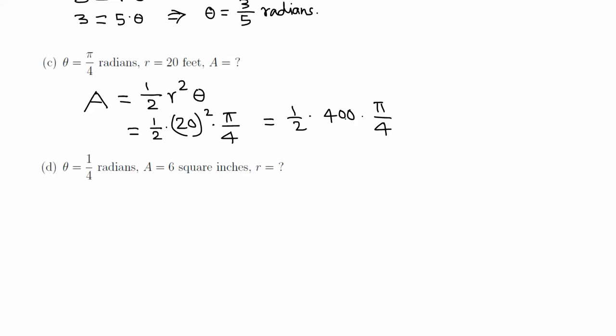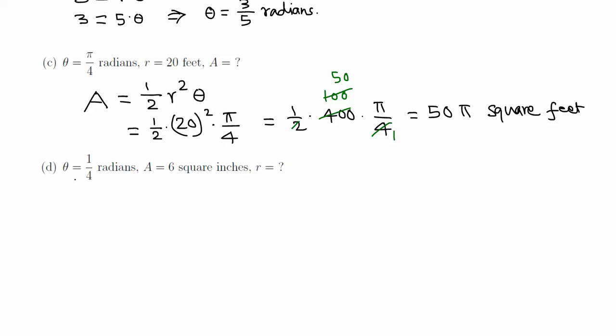This 400 is on the top, 2 and 4 are on the bottom. 4 goes into 400 one hundred times, times 2 goes 50 times, so we have 50 pi, and that's the answer. Now this is area, so square units, and our unit is feet, so square feet.